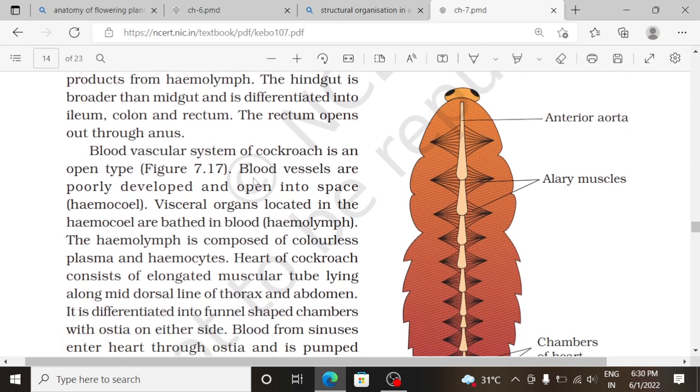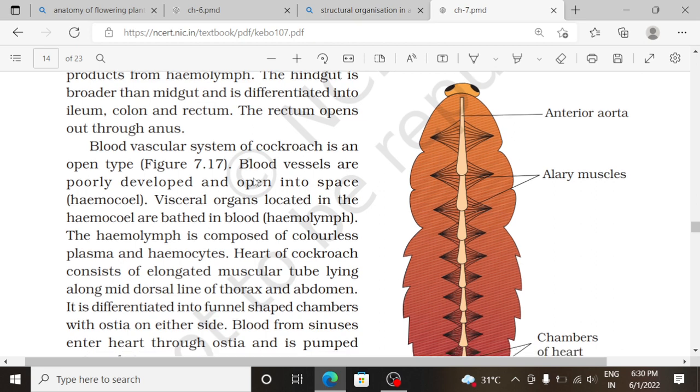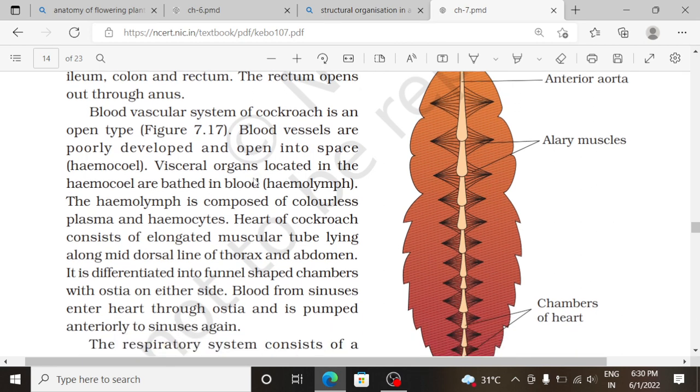Blood vascular system of cockroach is an open type. Blood vessels are poorly developed and open into space. They are called as hemocoel. Visceral organs located in the hemocoel are bathed in blood, which is called as hemolymph. The hemolymph is composed of colorless plasma and hemocytes.